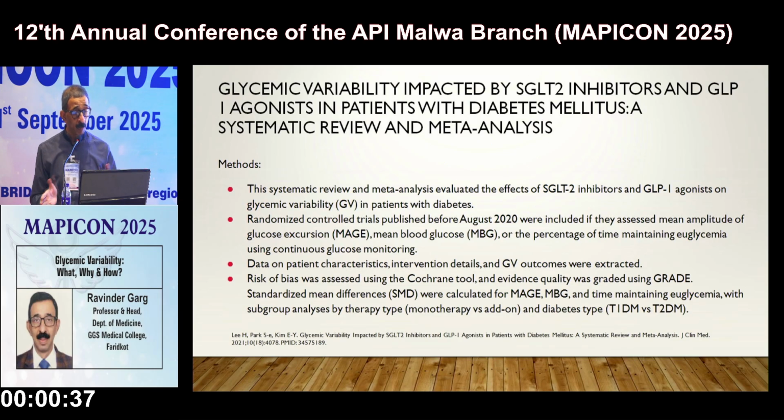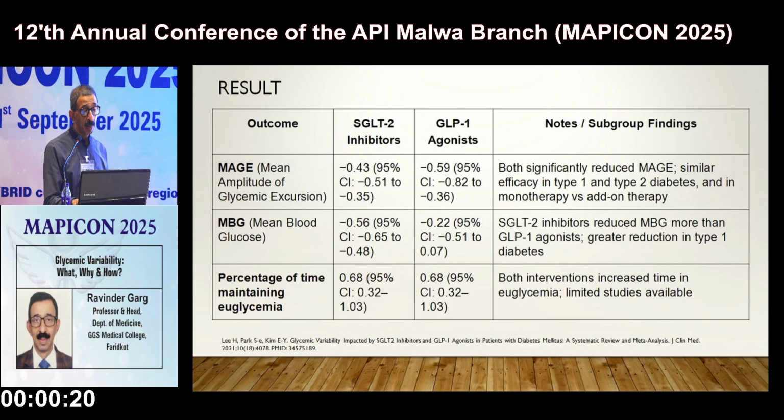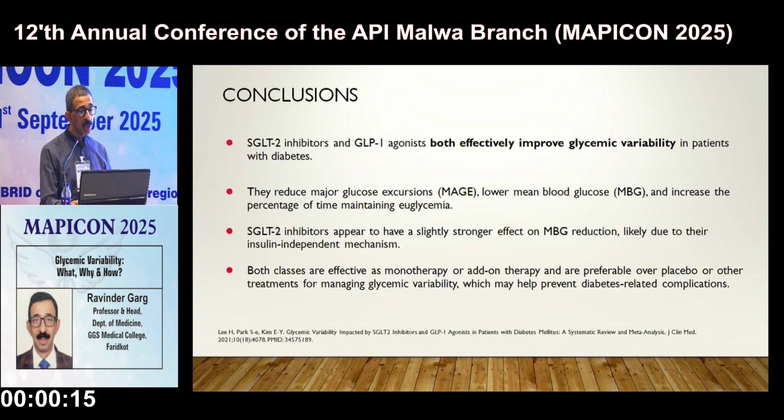And this is another study which was published in 2021, where the glycemic variability was seen with SGLT2 inhibitors and GLP-1 agonists. Now these two important groups of drugs were studied in this study, and all these parameters, MAGE, MBG, and time in range, were studied. So what were the conclusions? That both these groups of drugs, GLP-1 and SGLT2, are very effective in improving glycemic variability. So both are considered top slot drugs for managing glycemic variability.